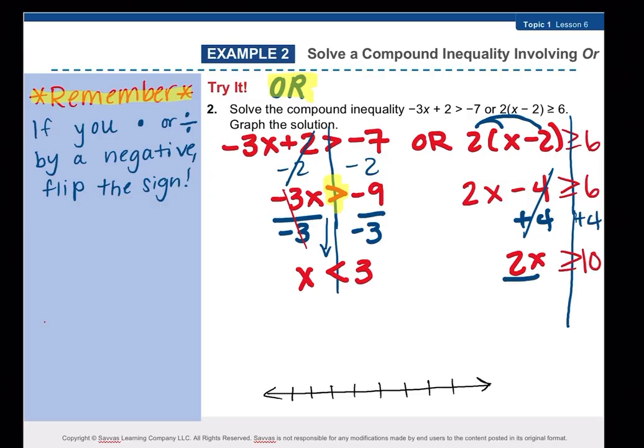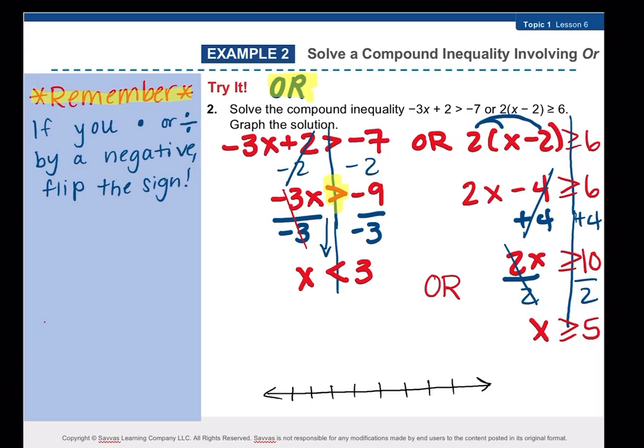Divide both sides by 2 to get rid of that 2 times x. I have x is greater than or equal to 5. Double check that I didn't divide by a negative. I did not. So my word in the middle is still or. So now we're going to see the difference of what it looks like when it's an or inequality, a compound inequality.